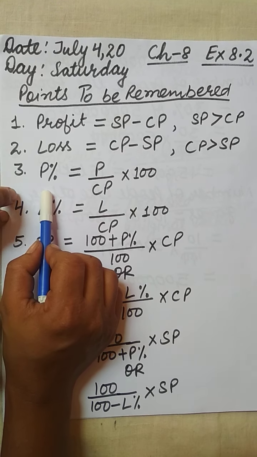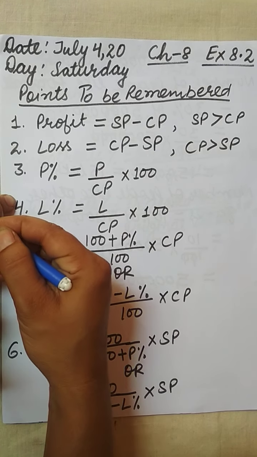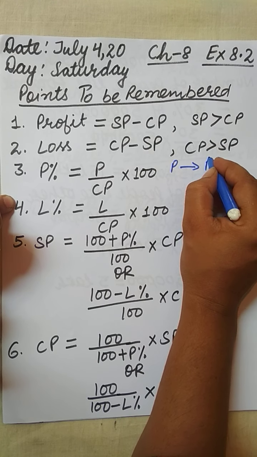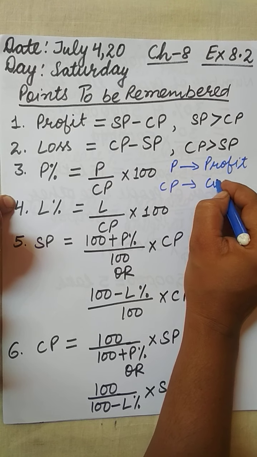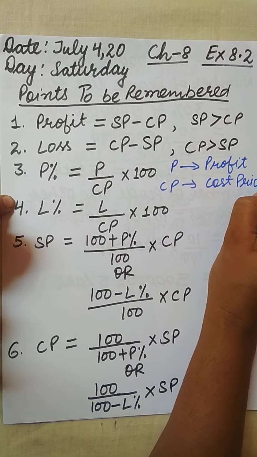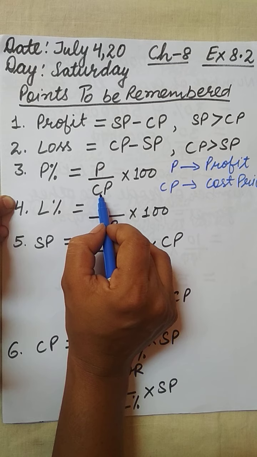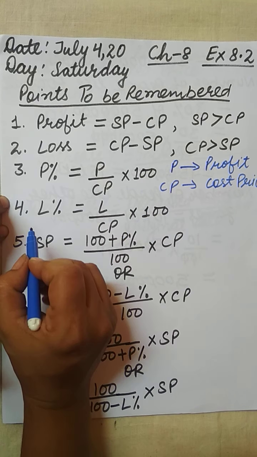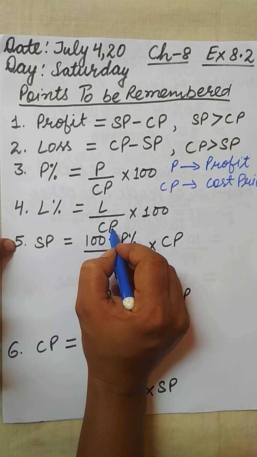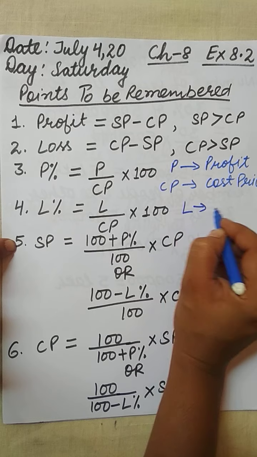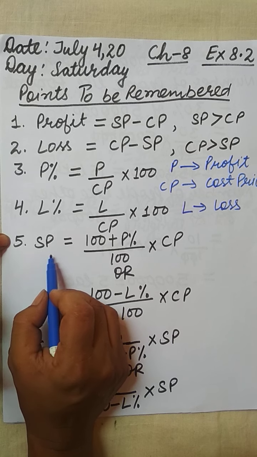Third formula is to calculate the profit percent. This is equal to P upon CP. P stands for profit and CP stands for cost price. So profit percent can be calculated as profit divided by cost price multiplied by 100. Similarly, we can calculate loss percent is equal to loss upon cost price multiplied by 100. L stands for loss.